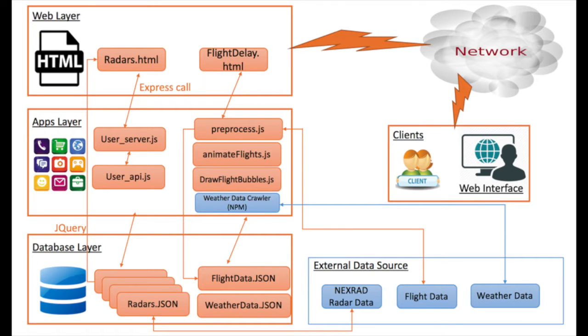So this is how our software architecture would look like. It consists of the web layer where the HTML files reside, the application layer where we store our JavaScript files, as well as the database layer where the JSON files reside. Those in orange are what we develop ourselves, and those in blue are what we are looking at to extract the API information from external sources. As you can see, currently we are hosting on a localhost, and our application can be accessed through the network from the client end.